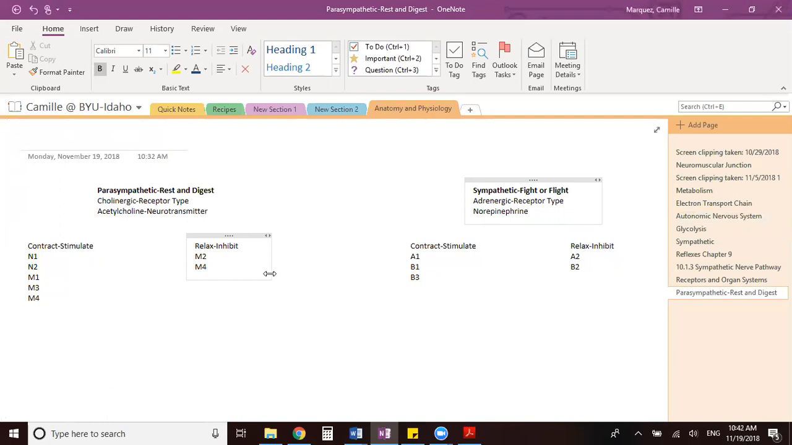So I just wanted to go over 10.3 super duper quickly. You still have to read it and get to know it, but this is just to give you an idea of what's going to happen.